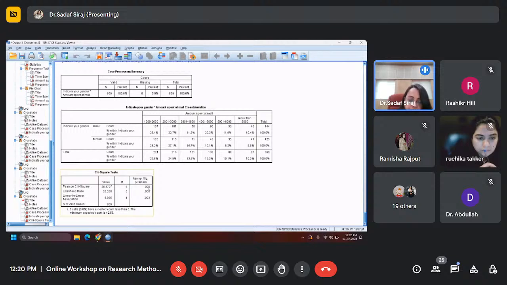Now look at the p-value. The p-value is 0.000. It is less than 0.05. So whenever this significance value or p-value is less than 0.05, we say that the null hypothesis is rejected. And when the null hypothesis is rejected, automatically the alternate hypothesis is accepted. So we are saying that we are able to statistically prove that the genders are behaving differently in terms of amount spending behavior, and the males are spending more money than the females, and it is statistically proven also.